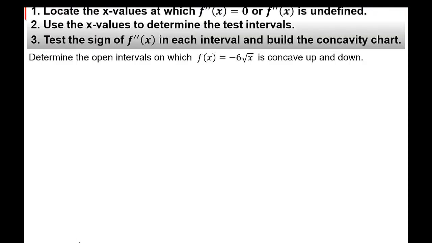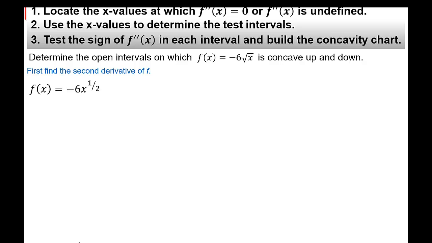Our guidelines are the same as for the other problems. We want to find the x values in which the second derivative is 0 or undefined, use those x values to determine the test intervals, and then test the sign of the second derivative in each interval and build the concavity chart. And from that, we can read our concavity intervals. So the first thing we want to do is find the second derivative so that we can actually apply those guidelines. So we have the function.